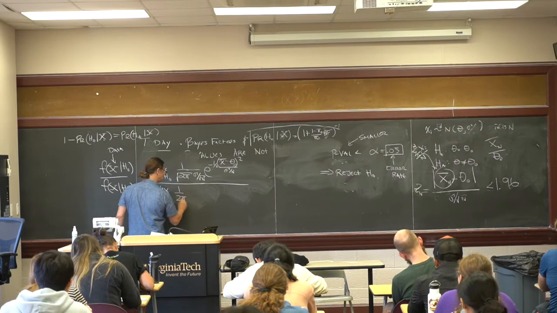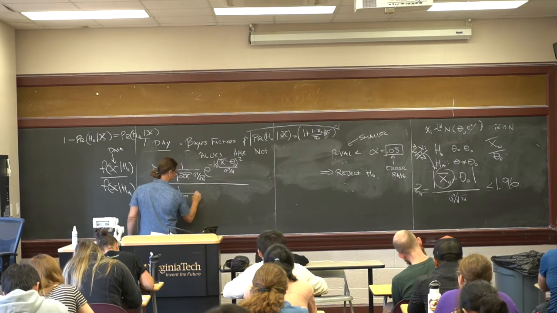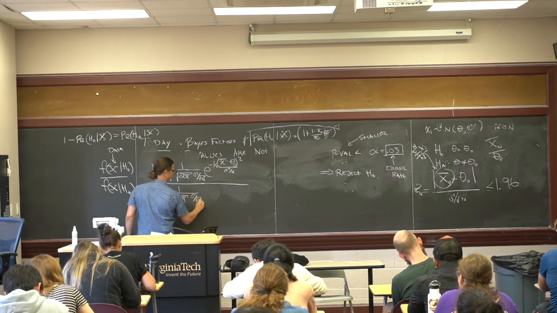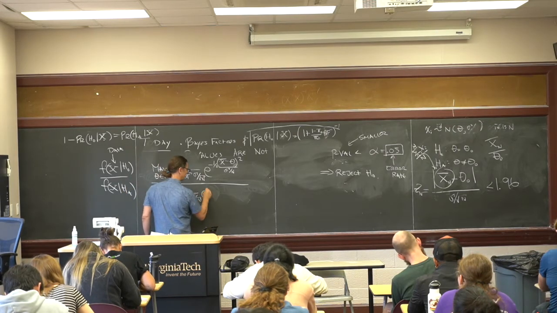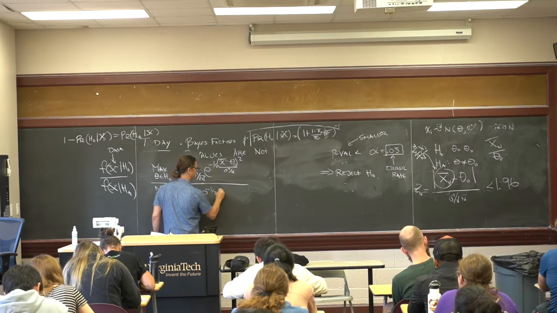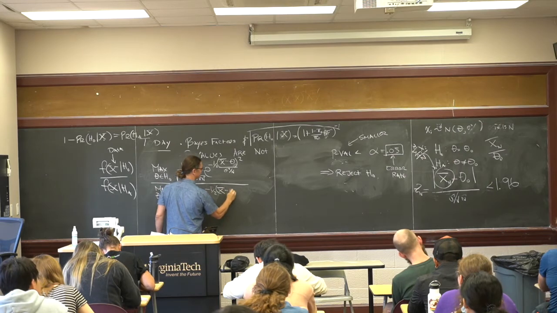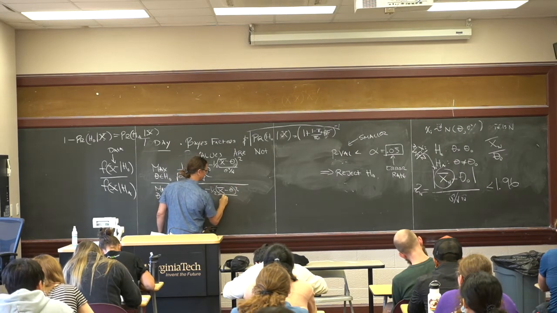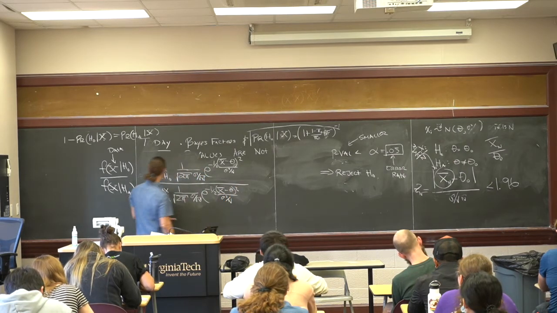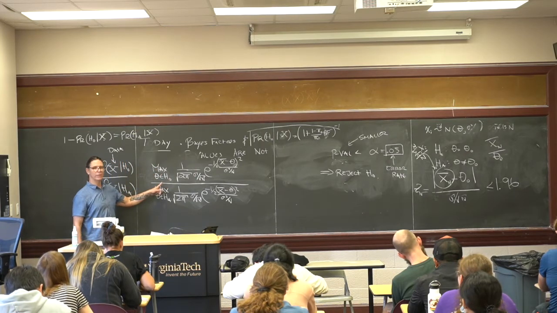1 over 2 pi sigma over root n. That's all known stuff. E to the minus 1/2 x bar minus theta squared over sigma squared over n. What's the maximum over the null space?